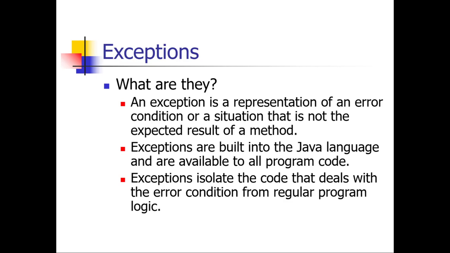Exceptions, what are they? An exception is a representation of an error, condition, or situation that is not the expected result of a method. Exceptions are built into the Java language and are available to all program code. Exceptions isolate the code that deals with the error condition from regular program logic.